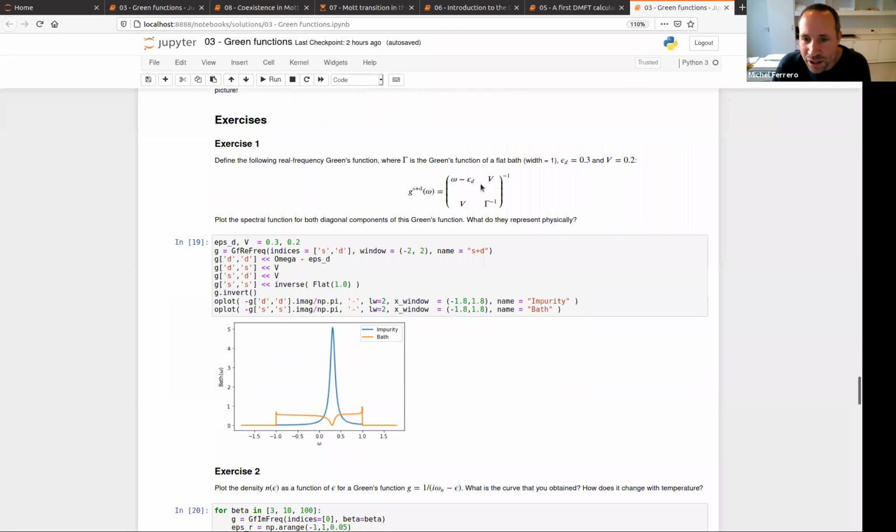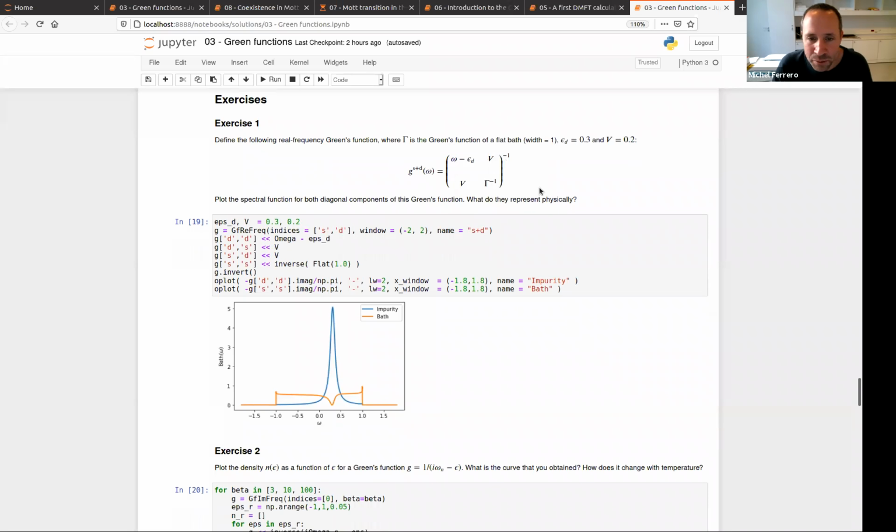So a first exercise is to try to define a green function which has this structure. Physically, what this is describing is a green function of an impurity connected to a bath. This is why it's a 2 by 2. One line is for the impurity and the other one for the bath. This omega minus epsilon d describes the impurity level at energy epsilon d. This gamma minus 1 is a description of a flat bath here. And the two are connected via a hopping term, which allows for the electron to jump back and forth from the impurity into the bath.